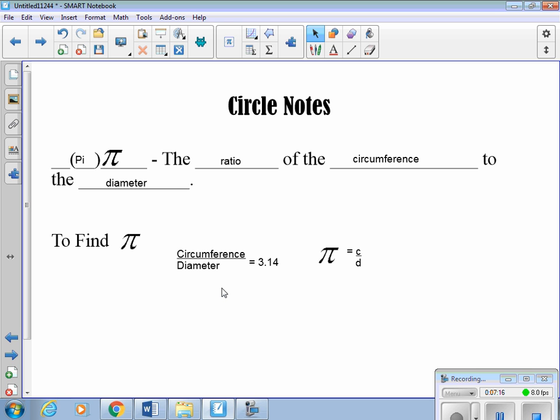You're going to rely on the formula for pi, the formula for circumference, and the formula for the area of a circle a lot, so you need to be familiar with how to use the formula sheet and what the letters stand for and what you're actually doing.